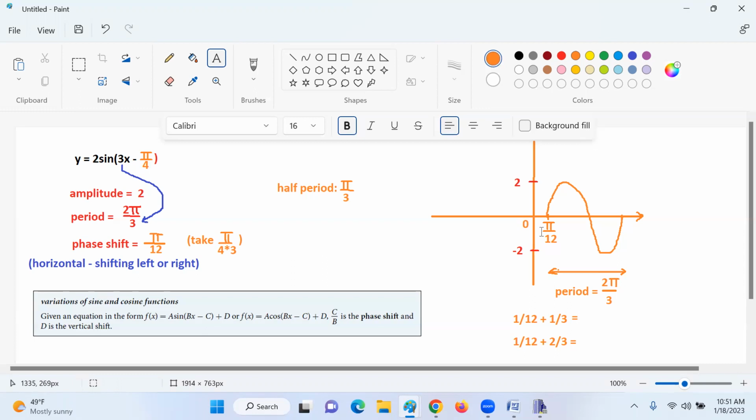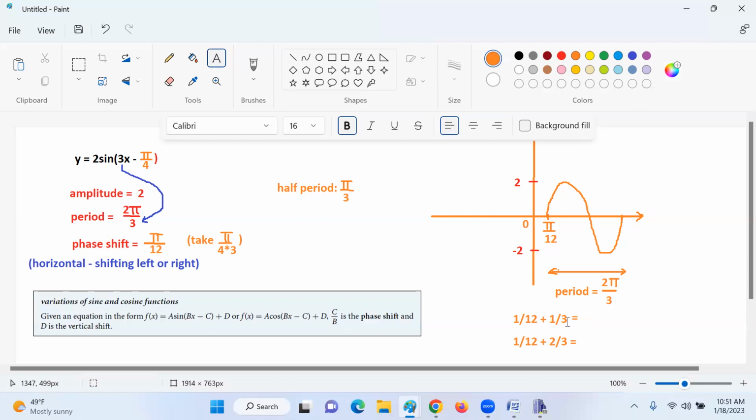If we start from 0, that's simple. We just move pi over 3 and 2 pi over 3. That's it, we end the story. But now we start at pi over 12, which is not at the point 0, so we have trouble, correct? So we definitely have to take 1 over 12 plus 1/3, and you get the half period. 1 over 12 plus 2/3, and you get the ending period. Are we good with this?